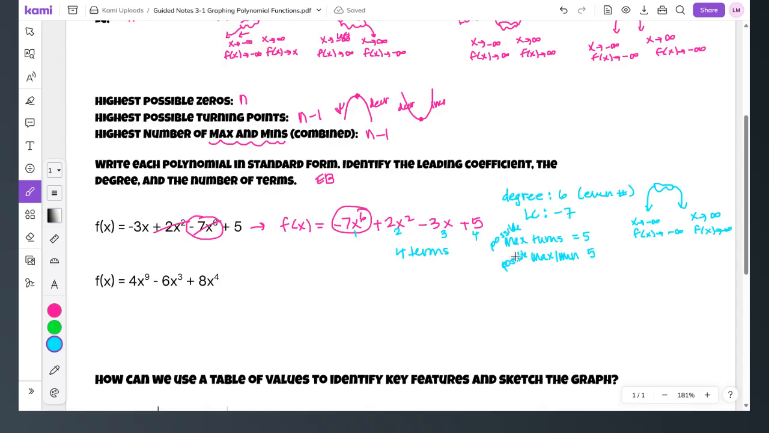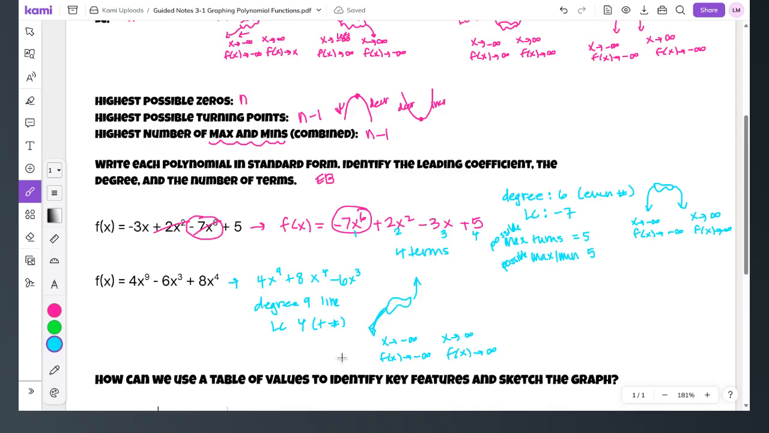All right, let's talk about this one. This is almost in standard form, isn't it? We just need to switch places of the 8x to the 4th and the negative 6x to the 3rd. All right, so degree is 9. Leading coefficient is 4, so a positive number. So this is going to act like a line with positive slope. We don't really know what it looks like. We just know that the end behavior is like a line. So as x goes to the left, my function is going down. And as x goes to the right, my function is going up.